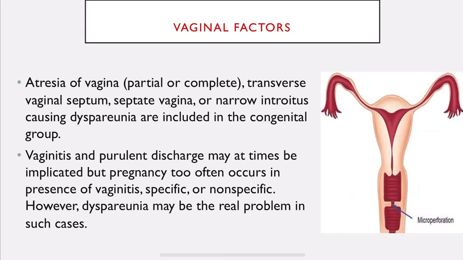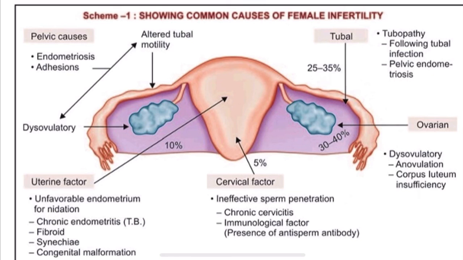So you see the vaginitis, inflammation of the vagina, she's having pain, inflammation, purulent discharge coming out. So it's obvious there will be dyspareunia. This is a real problem in such cases. Hope the vaginal factors are clear. Congenitally, it could be either atresia, transverse vaginal septum, septate vagina, or the narrow introitus. Second, there is vaginitis, the pelvic inflammatory disease. It is causing a purulent discharge, but pregnancy is possible, though there will be dyspareunia.